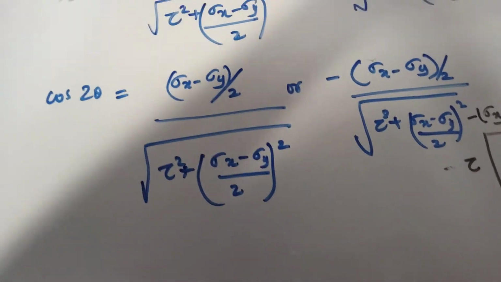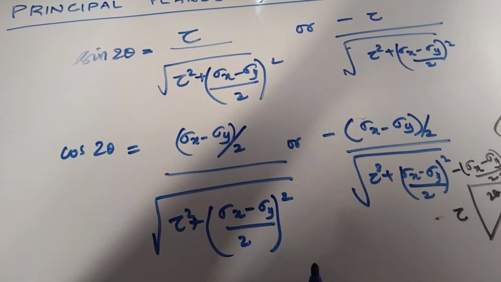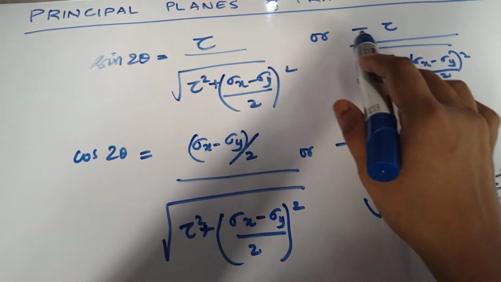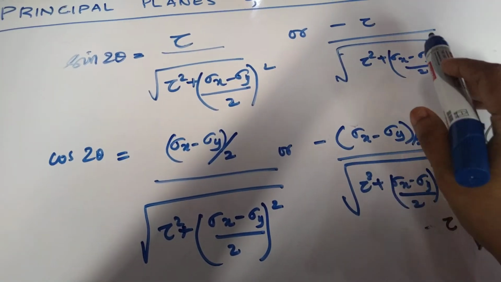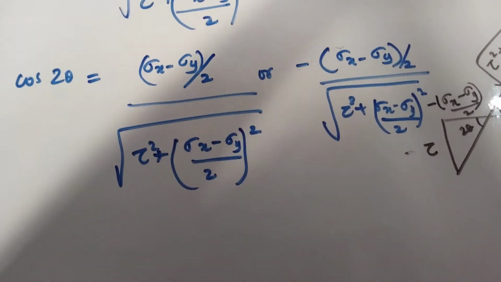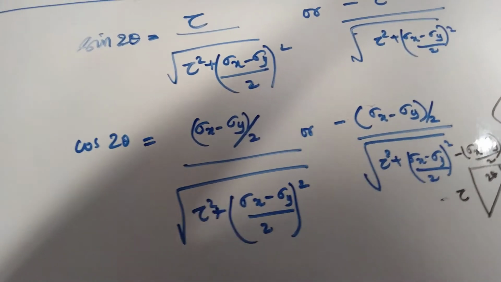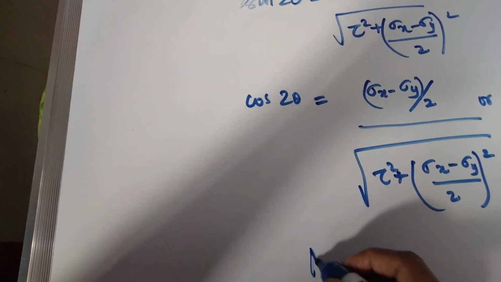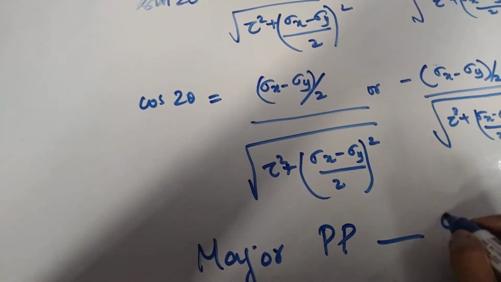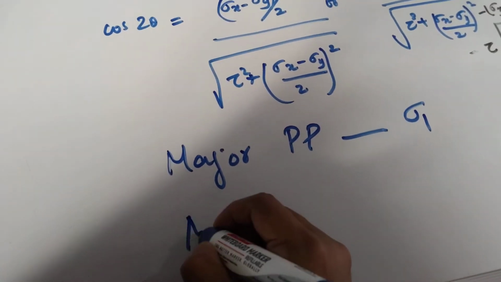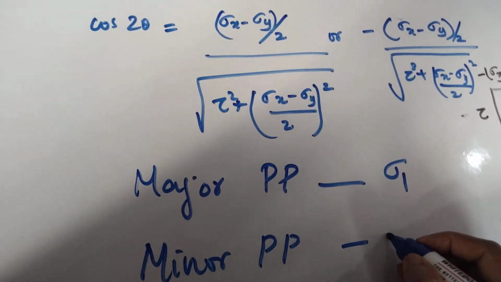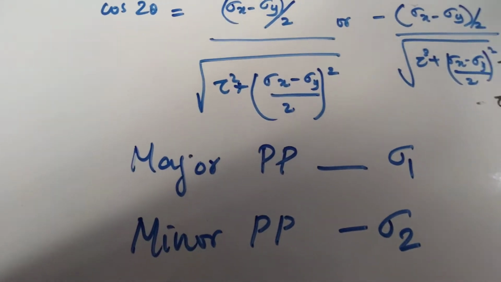Since there are two principal planes, there are two principal stresses. For one case the sin 2 theta value will be positive, and for the other principal plane sin 2 theta will be negative. Similarly for cos 2 theta. The first principal plane is called the major principal plane and it is given by sigma 1, and the other is the minor principal plane, where substituting negative values you will get sigma 2.